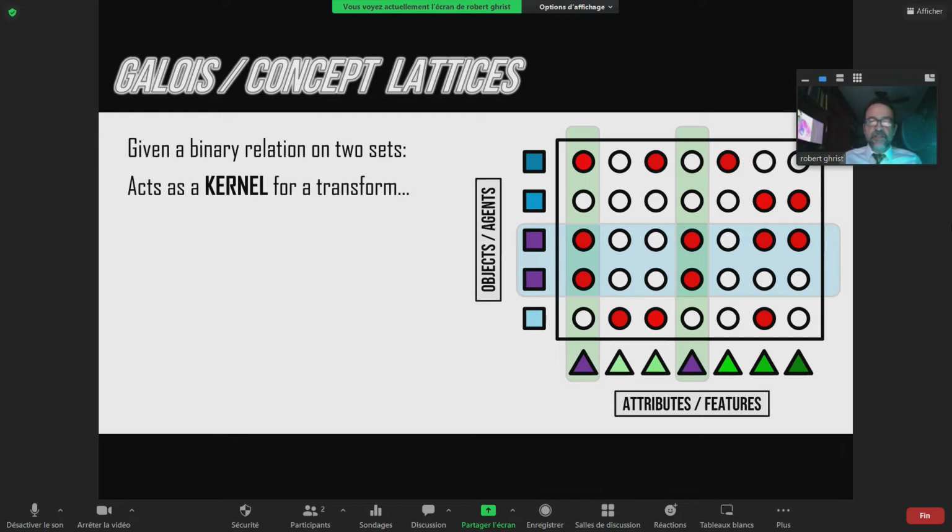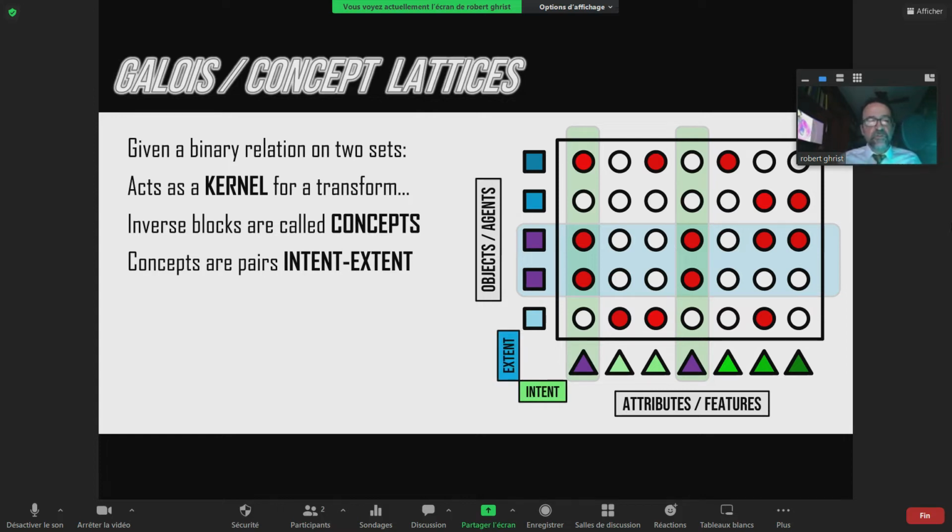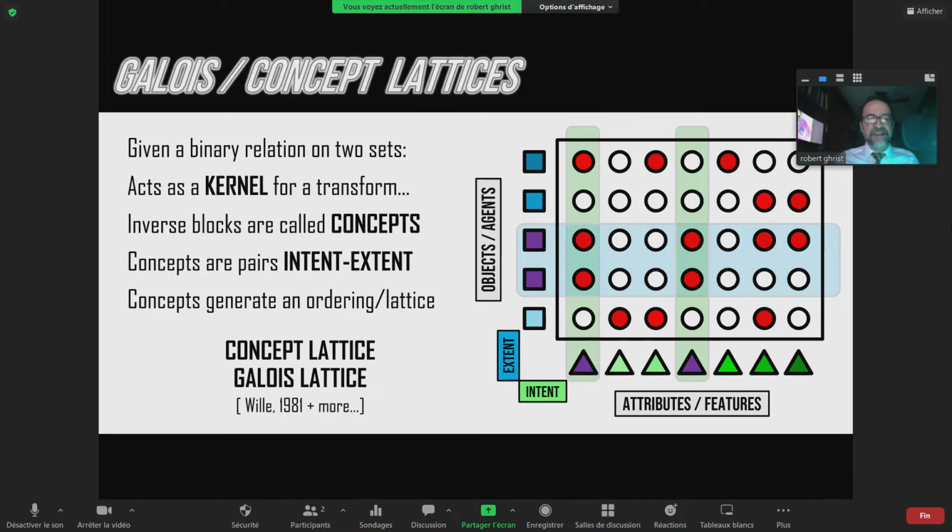If you take that pair, those blocks of objects and attributes, such that all the objects have all those attributes, this is sometimes called the intent and the extent of the concept, then that concept becomes an element in a lattice. You can order concepts based on inclusion at the level of attributes or inclusion at the level of objects. And that gives you upsets and downsets in what's called a concept lattice or a Galois lattice. This goes back decades. These are very interesting lattices.